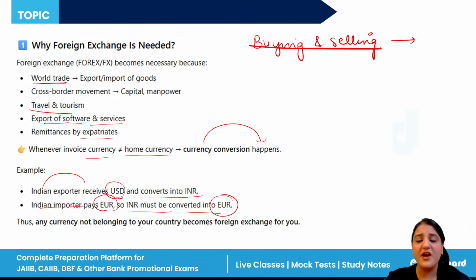A forex transaction is a contract to exchange one currency for another at an agreed rate on an agreed date, right?